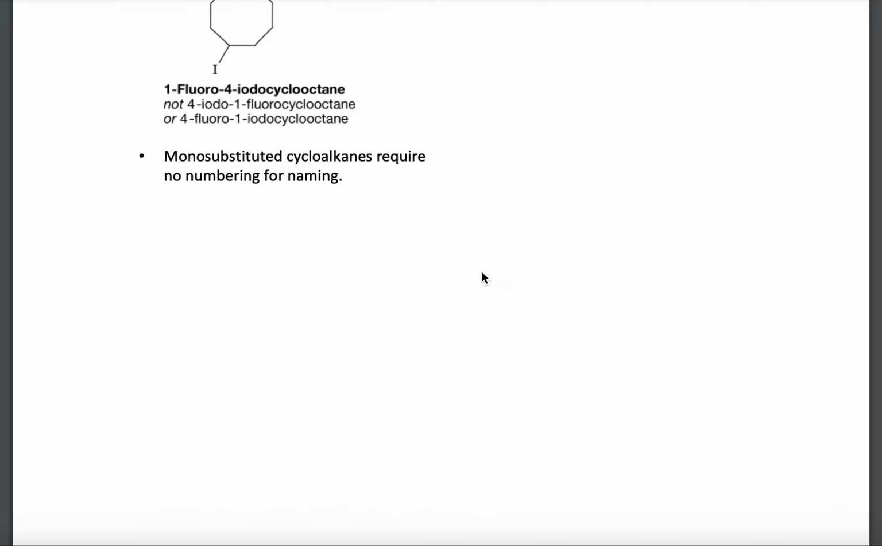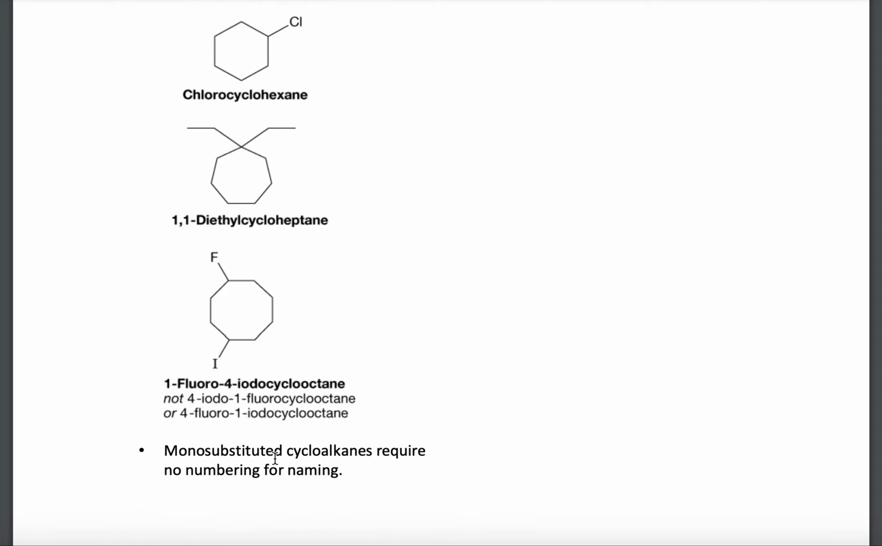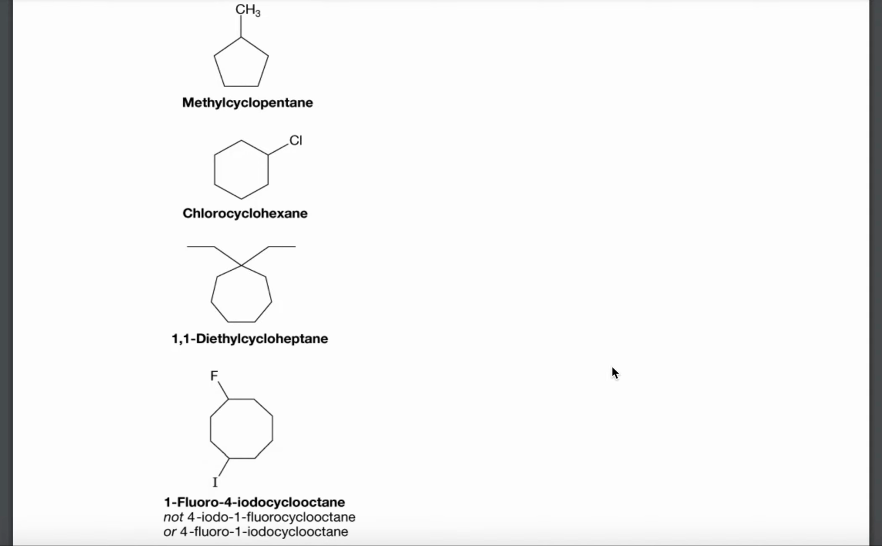Okay. Now that's again if you have a mono substitute, meaning one branch, you don't need to number it. Only if you have 2 or more.